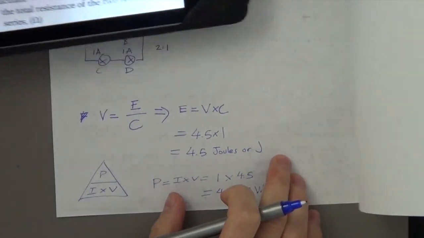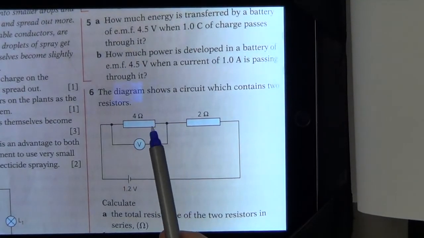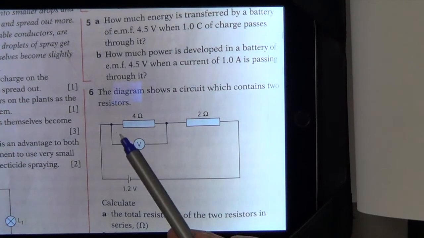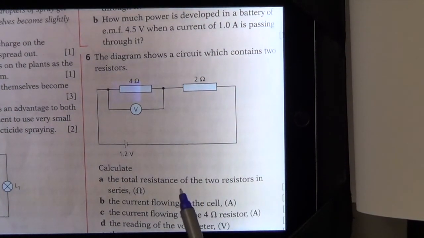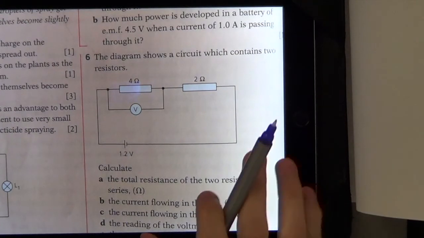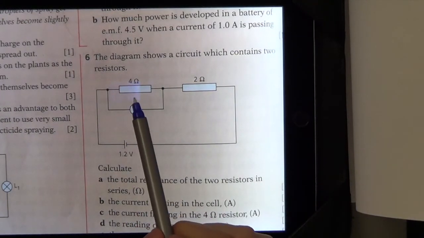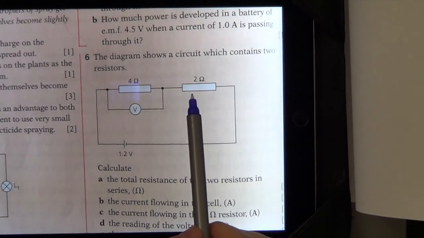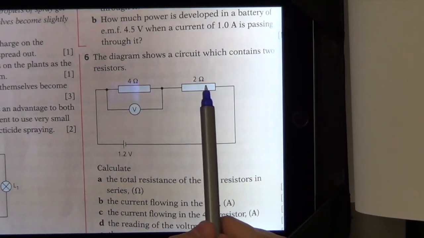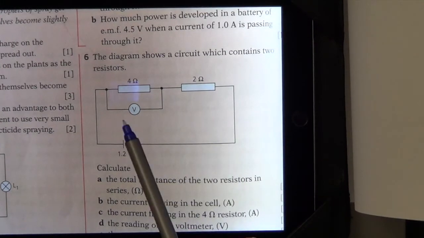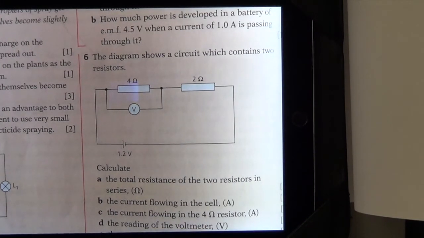Next question. The diagram shows a circuit which contains 2 resistors. Calculate the total resistance of the 2 resistors in series. That's easy. It's just 4 plus 2. When we add resistors in series, it's essentially just adding them like we add normal numbers. It's simple. So the answer is 6.